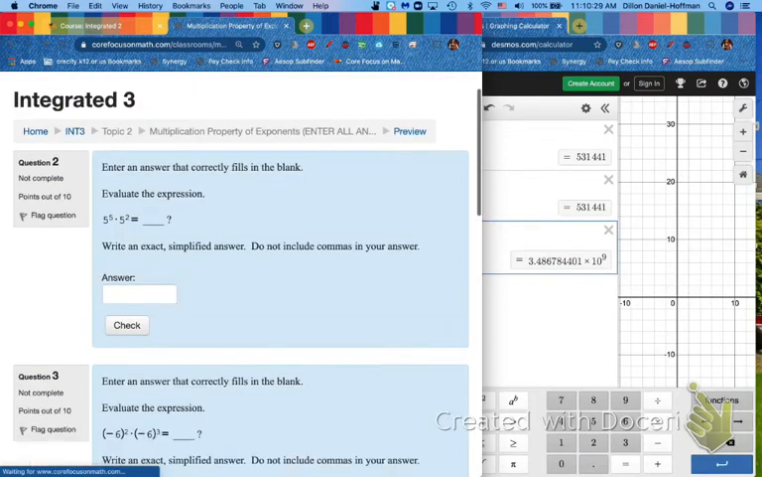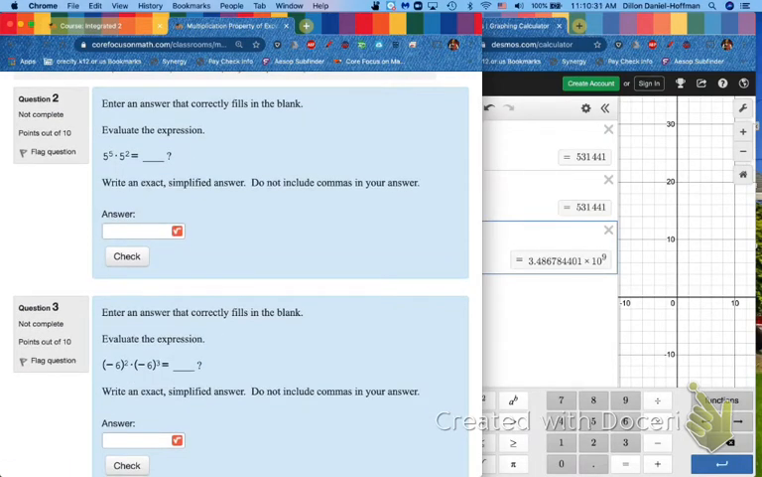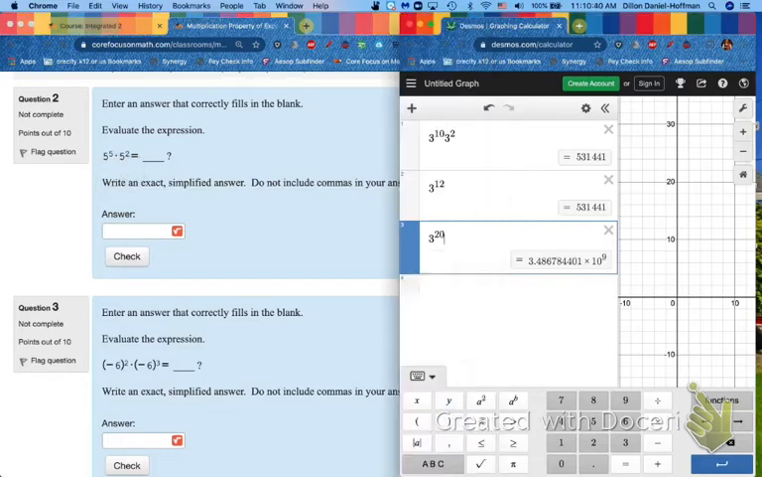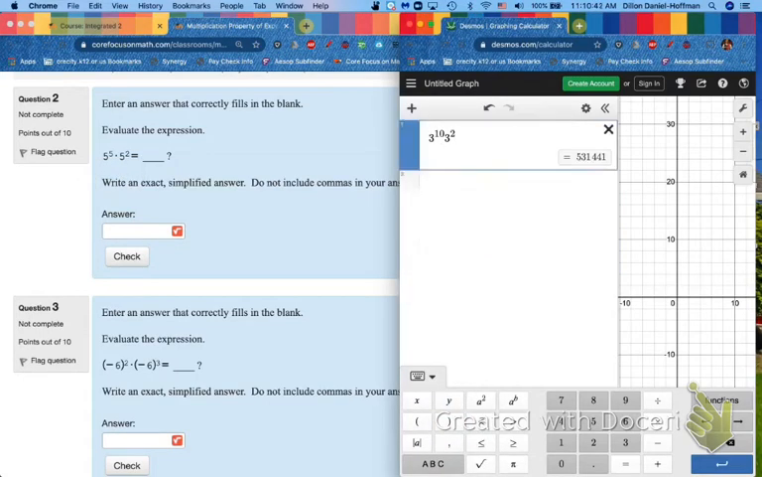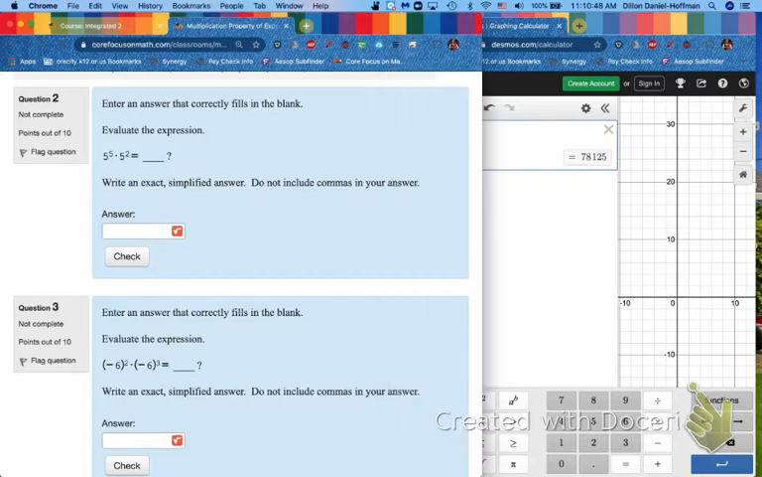So now I have numbers, 5 to the 5th times 5 to the 2nd. So let's use our little trick, and we know that it's going to stay a 5, and just add our little numbers. 5 plus 2 is 7. So I'm going to type in, as you can do, just 5 to the 7th. 78,125, and I'm going to put that whole answer in.